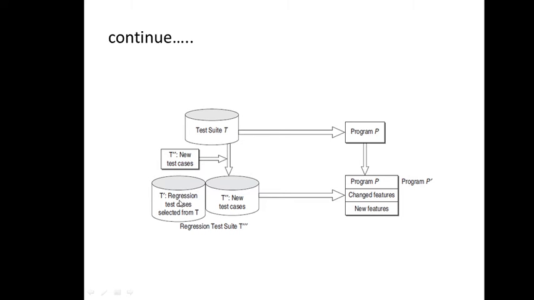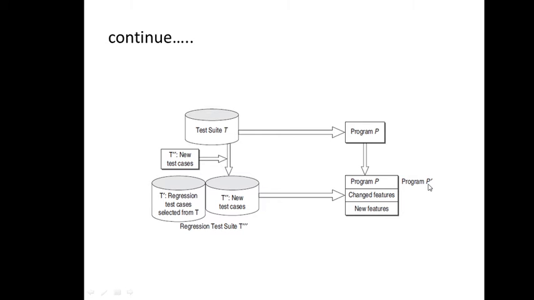Remember, regression test cases are selected from T. The first step was to select this T'. Second step was to check P' with T'. If it is found correct, okay, fine. If not, then you have to select T'', new test cases, because maybe new features are added. So select T'', or add new test cases T'', then apply on P'.